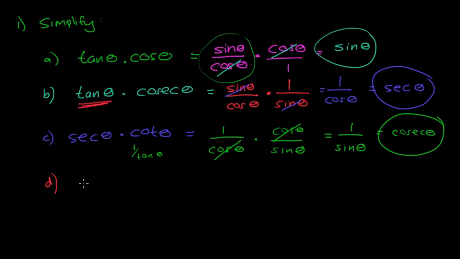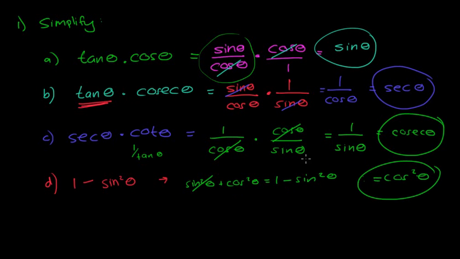Let's do 1 minus sine squared theta. Now I know my trig identity: sine squared theta plus cos squared theta equals 1. So if I subtract sine squared theta, that's the same as there. Therefore, it equals simply cos squared theta, and that's my answer. Okay, so there are some of the basic styles of questions.